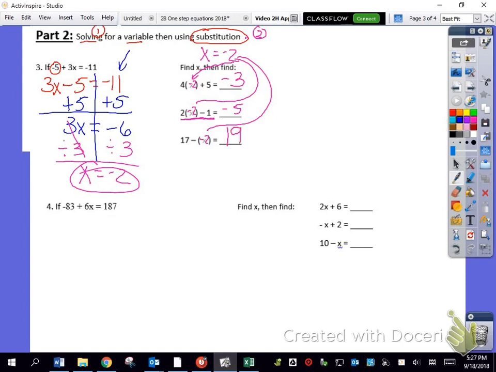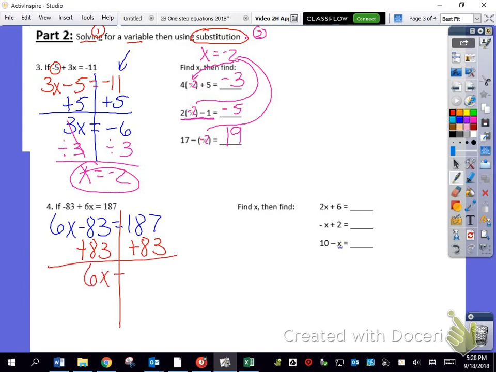So let's try another one. On number 4, first of all, I'm going to rewrite that. So 6x minus 83 equals 187. Now I'm going to do the 2-step. So draw your line. The opposite of subtracting 83 is to add 83. So 6x equals 270. And then the opposite of multiplying 6 is to divide by 6. So 270 divided by 6 is 45. So x equals 45. I'm going to put that right here.